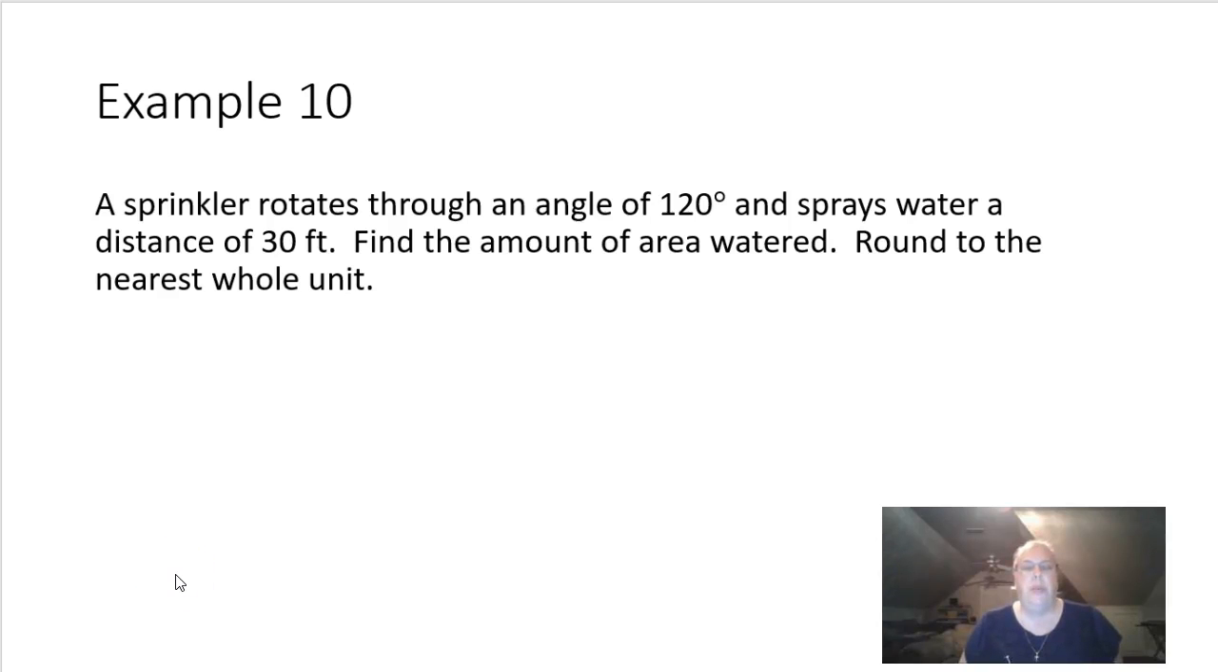Example 10. A sprinkler rotates through an angle of 120 degrees and sprays water a distance of 30 feet. Find the amount of area watered. Round to the nearest whole unit. All right, we're going to use the formula A is equal to 1/2 times R squared times theta.